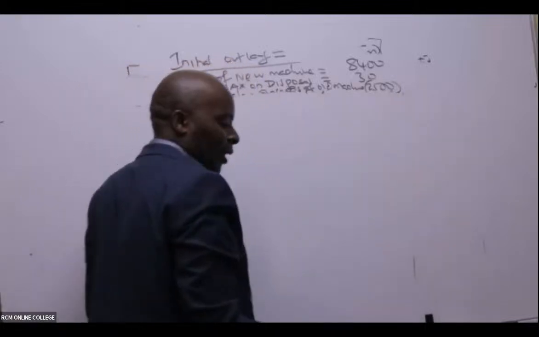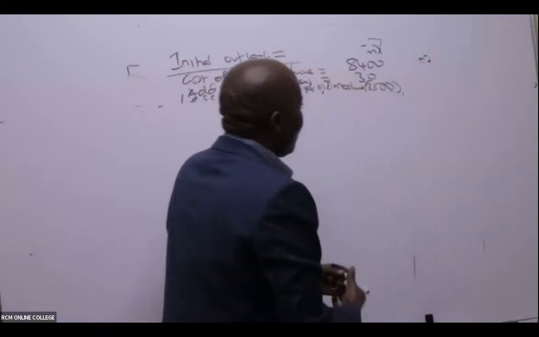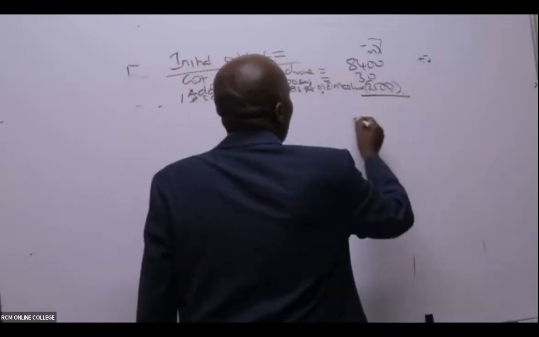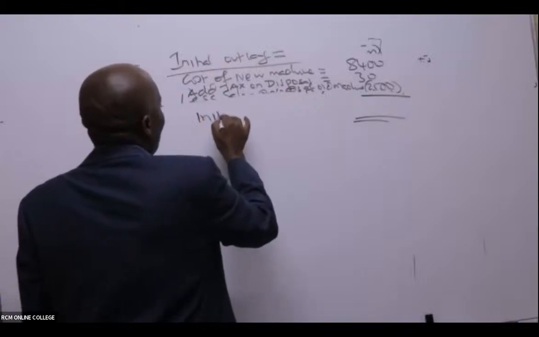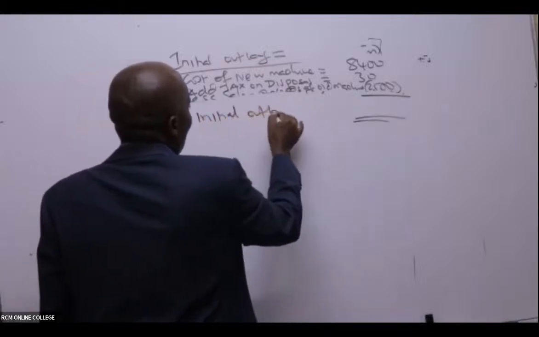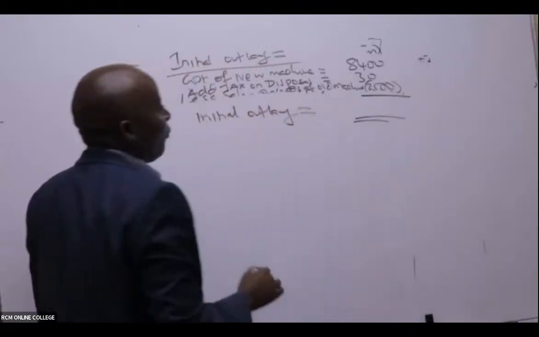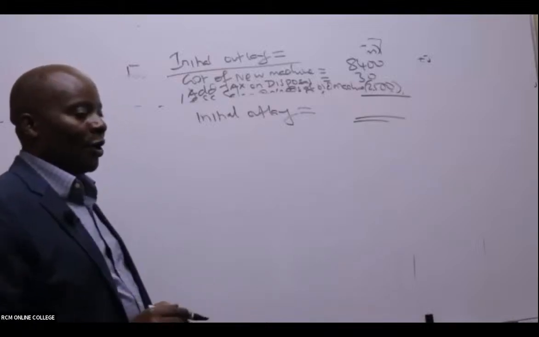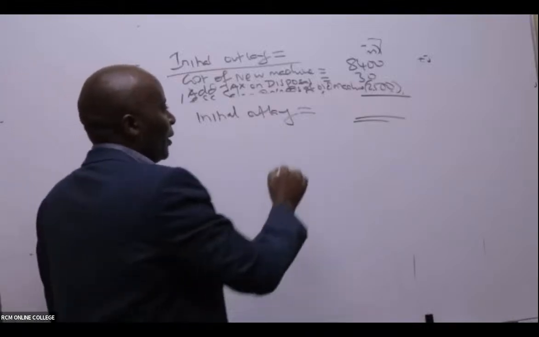You go ahead and give me this IO, initial outlay. So now you should be able to give me this initial outlay. So 8,400 plus 30 minus 2,500, which will end up giving me 5,930.